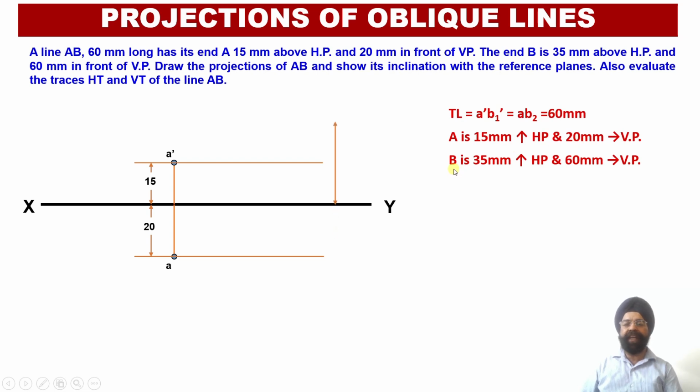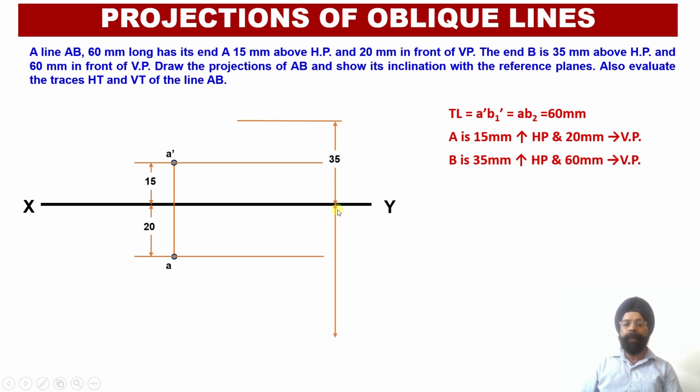Now let us move on to end B. So we have been provided with the information that end B of the line happens to lie 35 millimeter above the horizontal plane. So we are going to mark this distance equal to 35 millimeter above the horizontal plane. So this is 35 millimeter above the horizontal plane. And this is the locus line corresponding to the end B we have drawn in the front view, right?